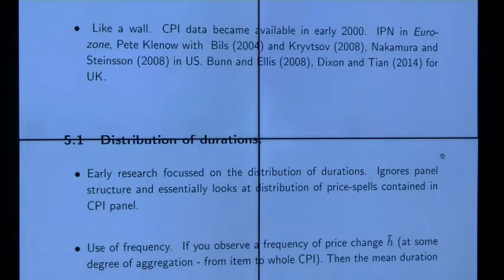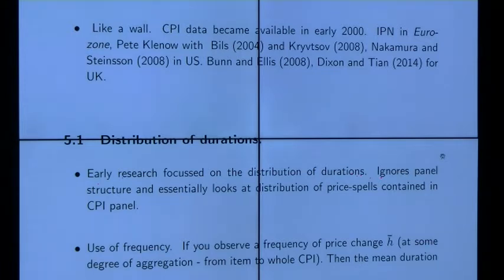The first thing I'll do is talk about the distribution of durations. Early research focused on the distribution of duration. It asked the question, how many price spells have a particular duration? How many price spells last for 1 month, 2 months, 3 months? Now, this is an interesting question, but it ignores that panel structure I was telling you about, the fact that the price spells all fit together to create a great wall of price data.